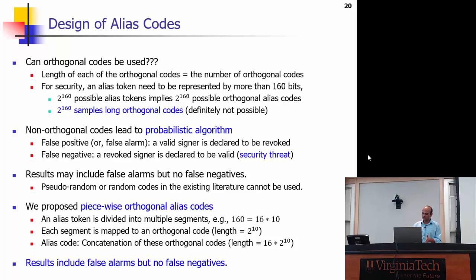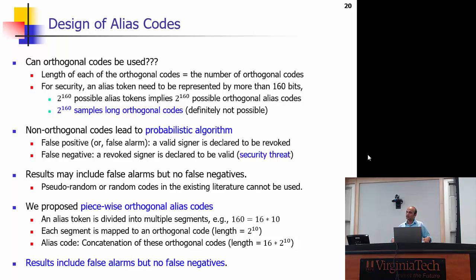You just have to obtain whether it is less than 1. If you get a value 0, it means that it is not revoked. If you get a value 1, you decide that it may or may not be revoked, so you go on to the next orthogonal code, the next segment. You again check that segment and again get a 1 or a 0. If it is again a 0, you decide that it is not revoked. But if you get a 1, you say it may be revoked, and you go for the next segment. So you keep on going.